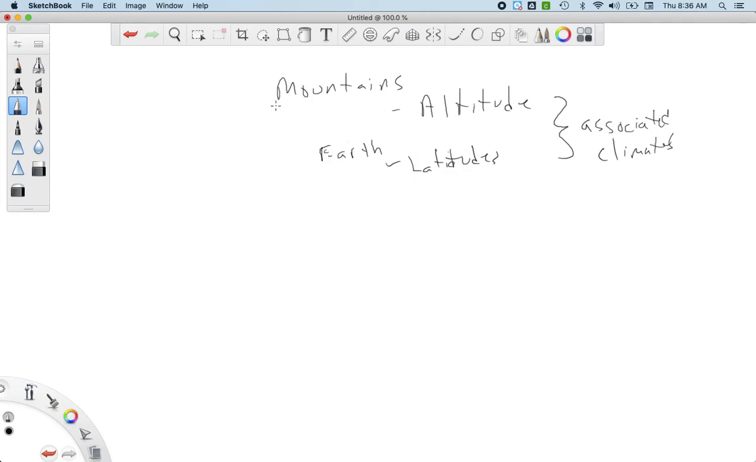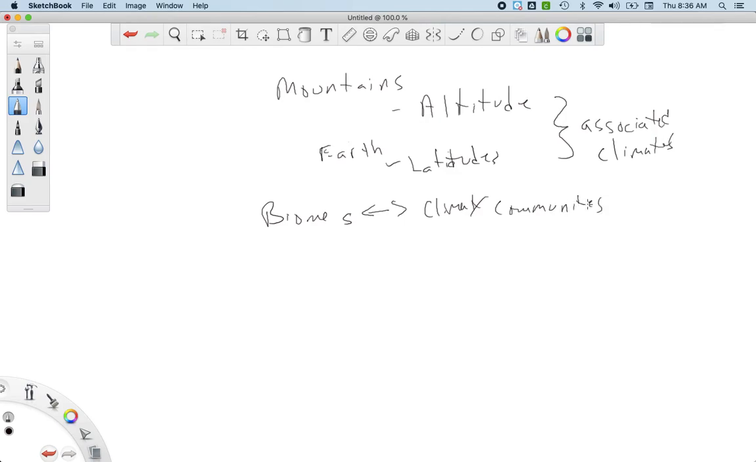So on a single mountain, we can get a number of different biomes. And that's really what we've gone through so far in this chapter. Biomes are what I like to call climax communities. There are a number of them.